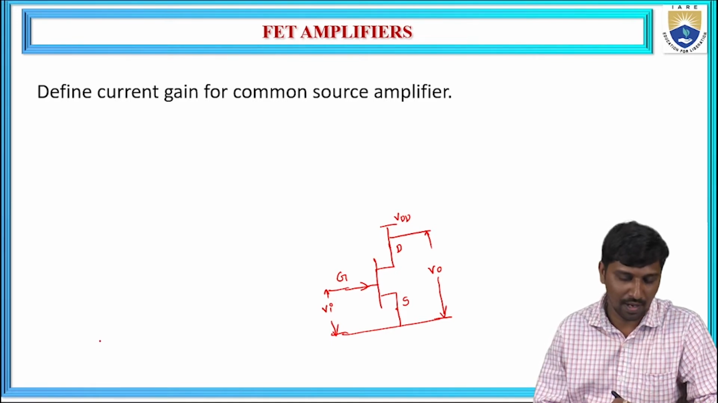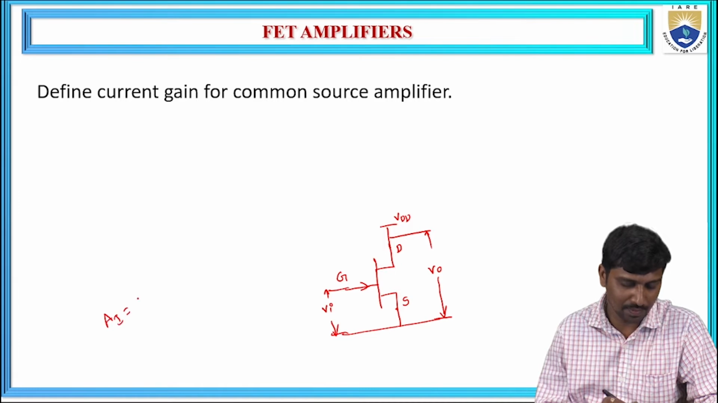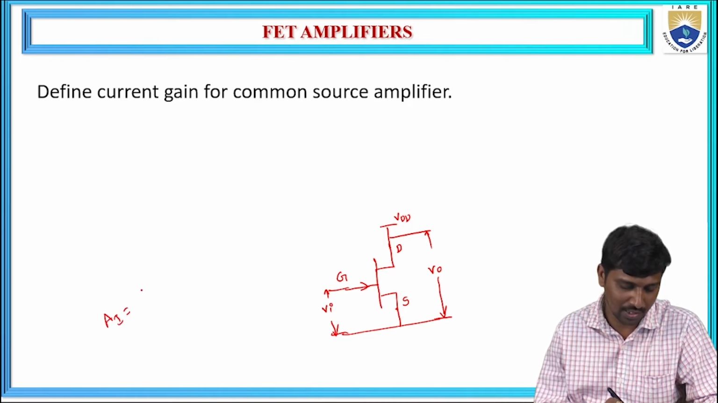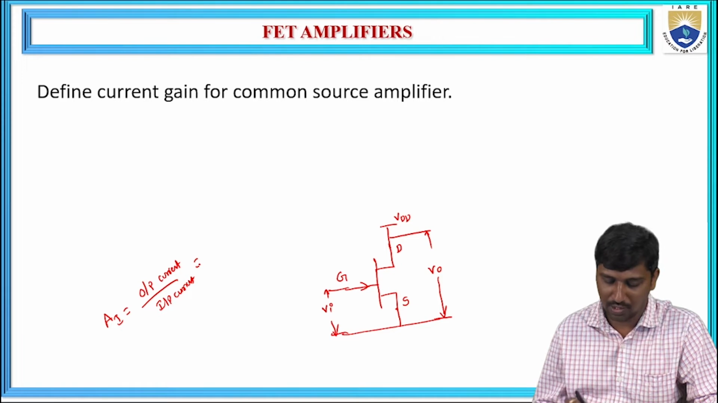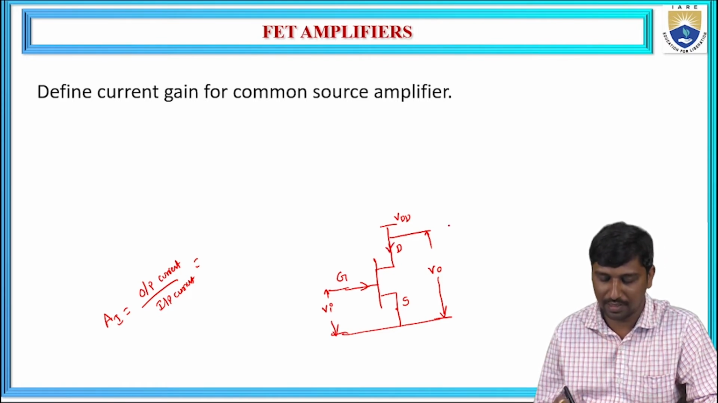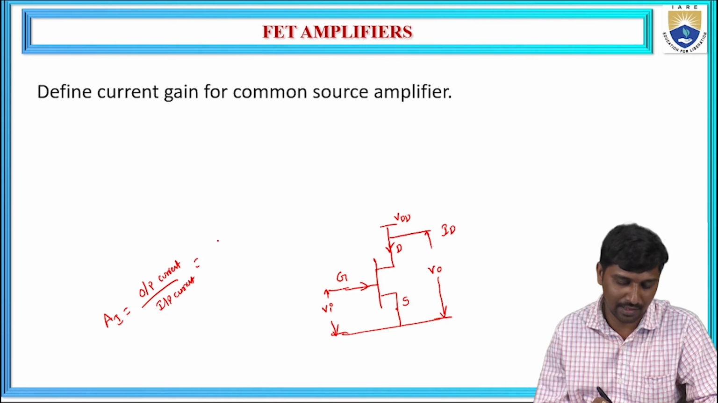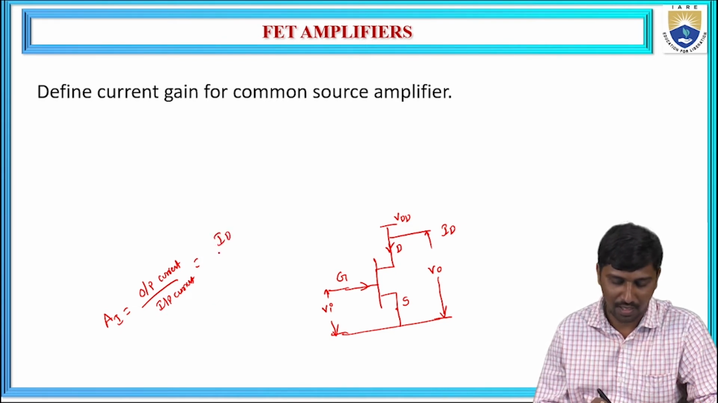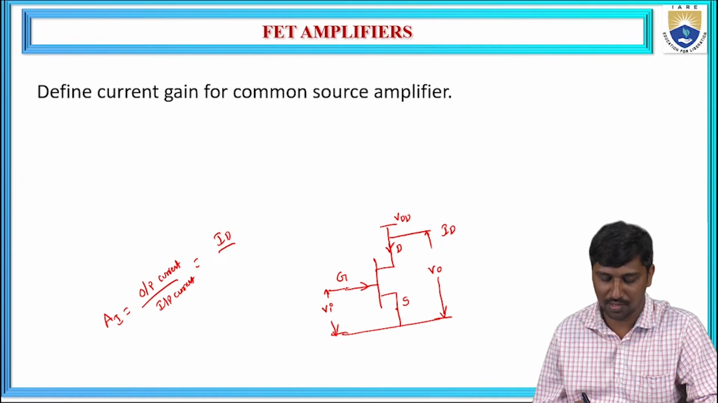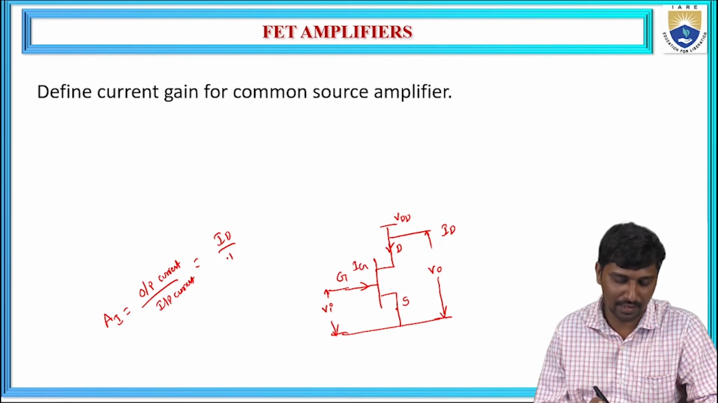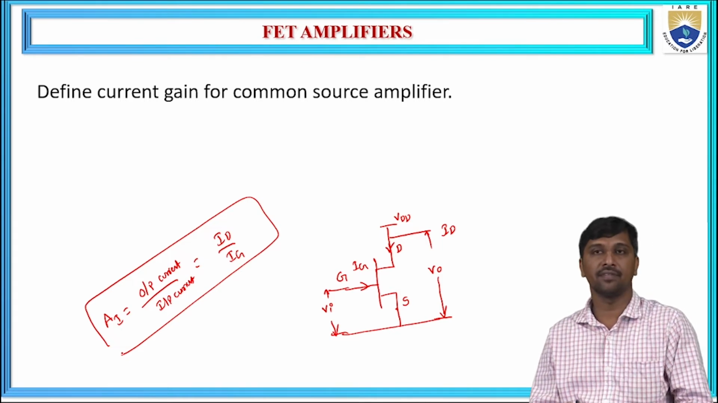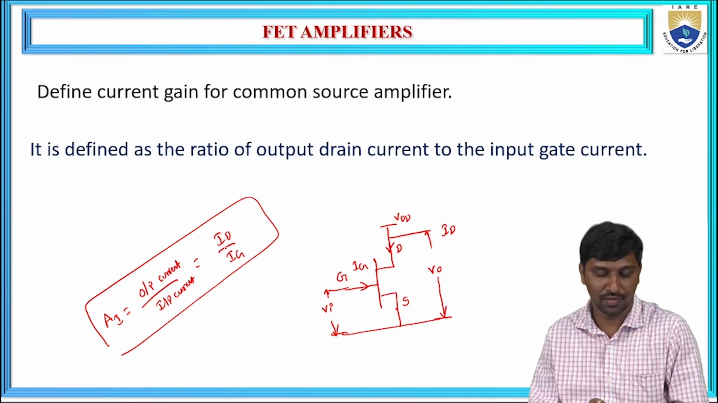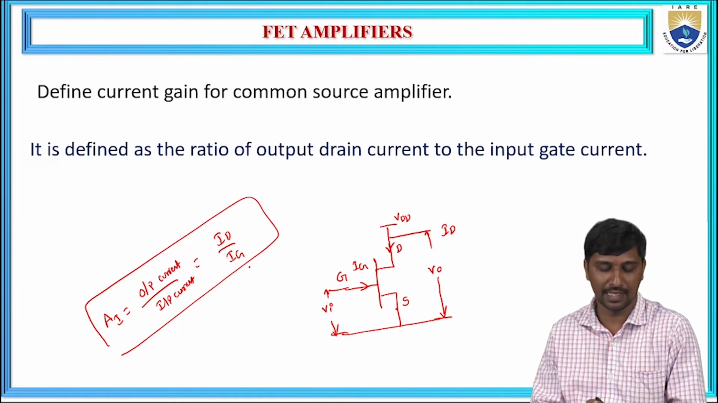So now we need to define the current gain, which is represented as A. We know that it is the ratio of output current to the input current. So what is the output current? Here the output current is the drain current, hence it is ID. And the input voltage is passing through the gate, hence it produces the gate current, that is IG. So the current gain for a common source amplifier is defined as the ratio of drain current to the input gate current.